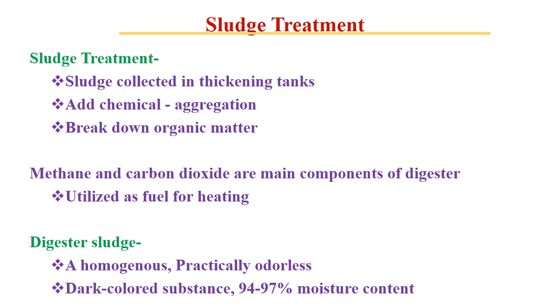So sludge treatment, that is sludge is collected in thickening tanks, add chemical for aggregation and break down organic matter. In this process of anaerobic treatment, we get methane and carbon dioxide, which are the main components of digester gas, and this methane can be utilized as fuel for heating or other purposes. This digester sludge is homogeneous, practically odorless, a dark colored substance with 94 to 97% moisture content. But this is already treated, so you will not have any dirty things or polluting capacity.